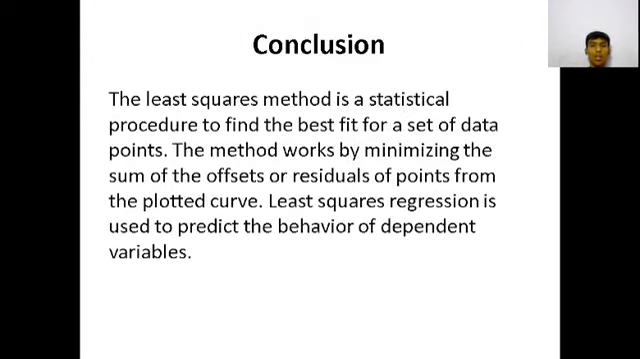So, the conclusion: the least squares method is a statistical procedure to find the best fit for a set of data points. This method works by minimizing the sum of offsets or residuals of the points from the plotted curves. Least squares regression is used to predict the behavior of a dependent variable.